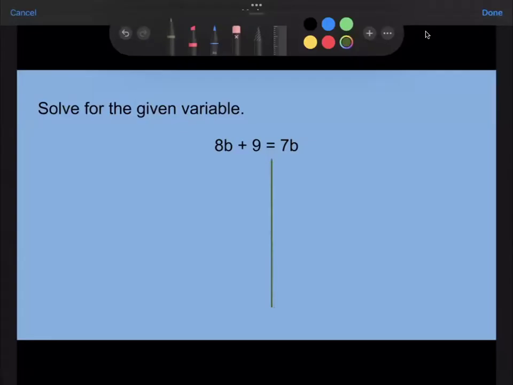So let me go ahead and do that by doing the opposite. The opposite of a positive 8 is a -8. So -8b here, -8b here. These will cancel out to 0. I'll bring down the 9, and then 7 minus 8 is -1. So this is -1b. You could also write that as -b. So the opposite of multiplying b times -1 is to divide it by -1. So that's what I'm going to do.